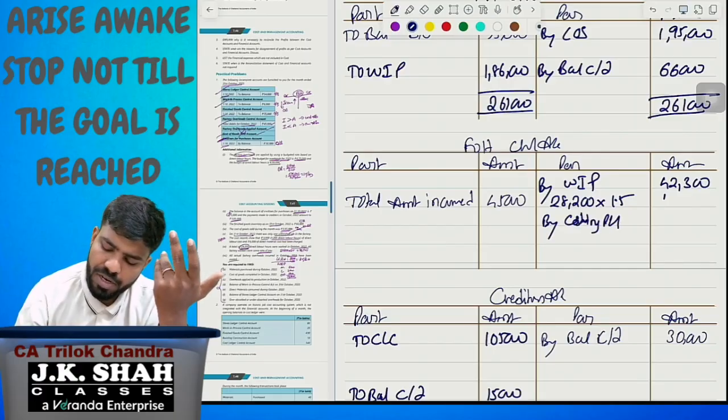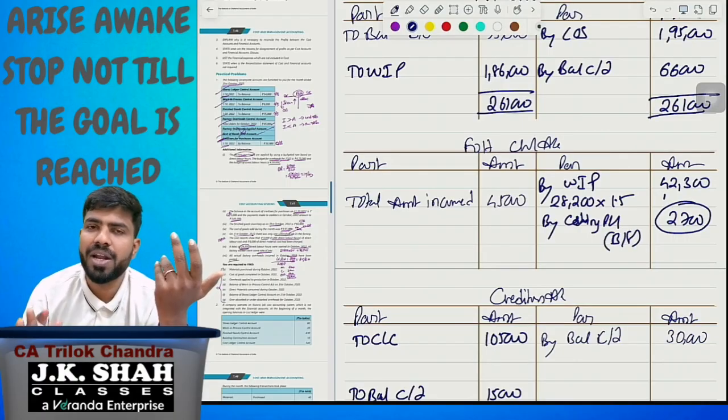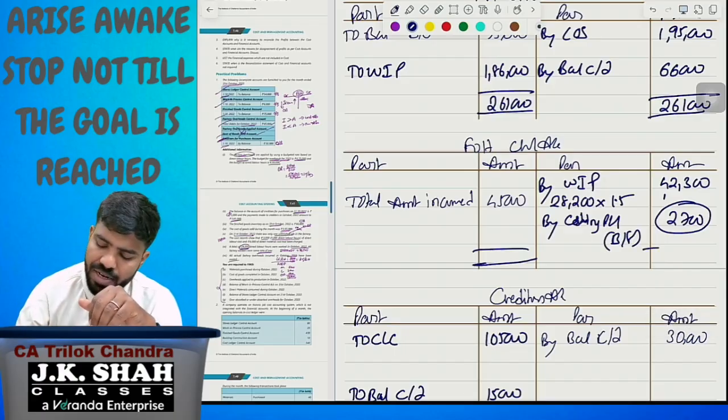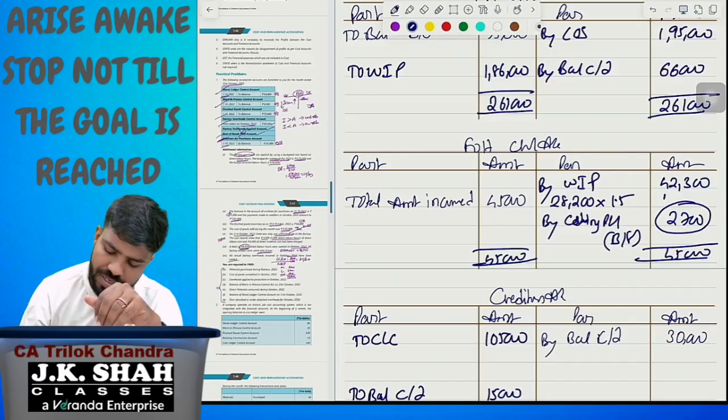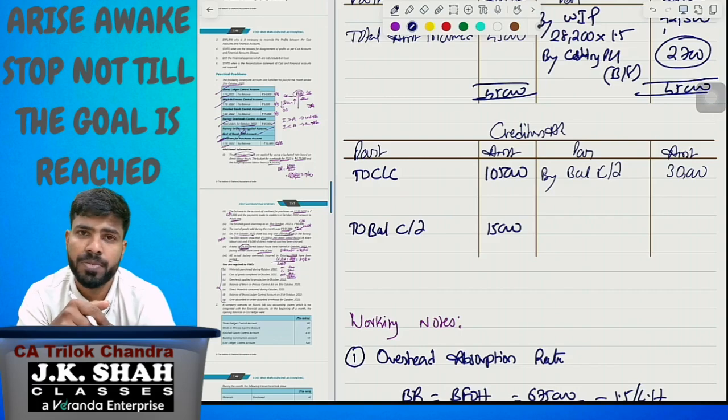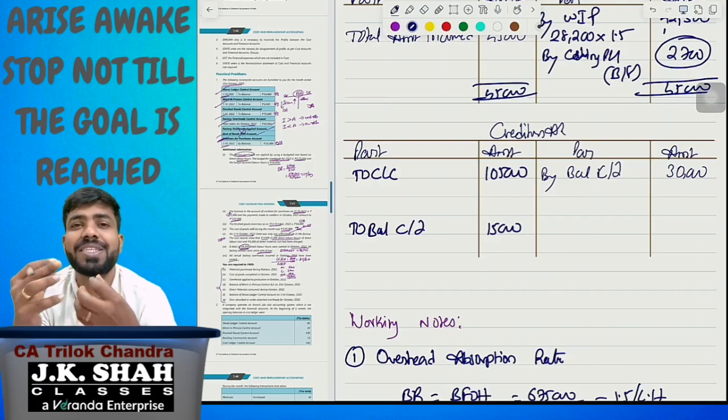By costing P&L, how much is that? 2,700. Or we can take it as a balancing figure. Simply, I can tell you the over absorption is 2,700. So the ledger will tally at 45,000. Next, creditors. When it comes to creditors, we know the opening balance, we know the closing balance, and we know how much payment is made. From this, we'll get to know how much is the purchase.